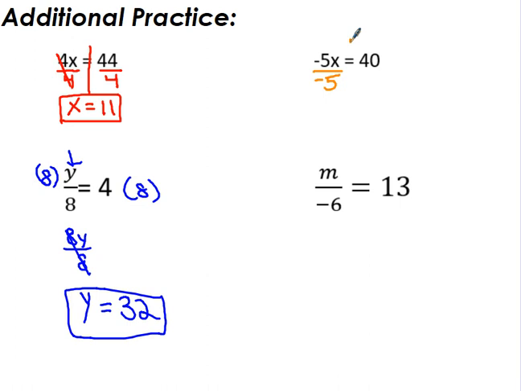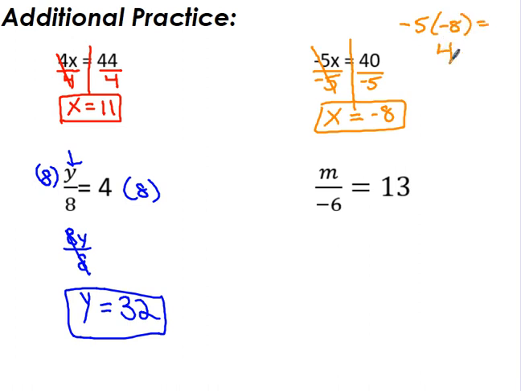Those cancel. That's why we did it. I'm left with x equals 40 divided by negative 5. Positive divided by negative is always negative. 40 divided by 5 is 8. So I'm left with x equals negative 8. If I were to take that and plug it back in, negative 5 times negative 8. Negative times a negative is positive. 5 times 8 is 40. So it checks out. It works.